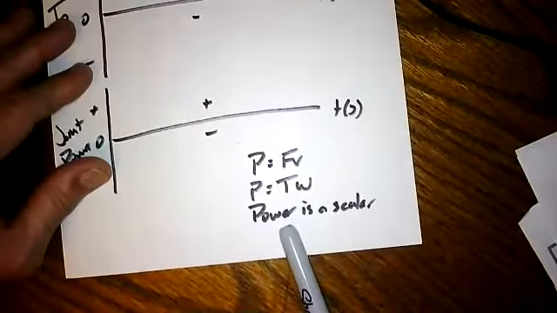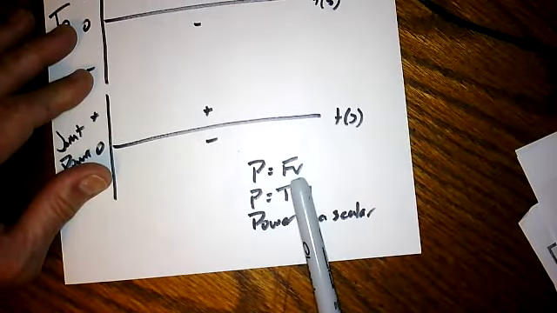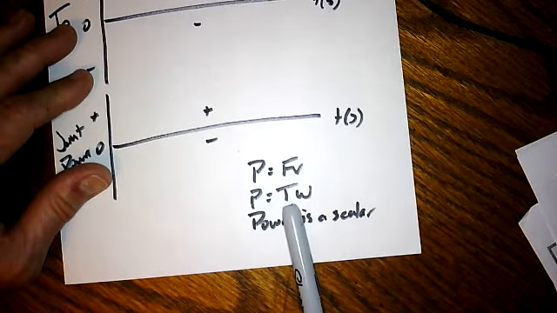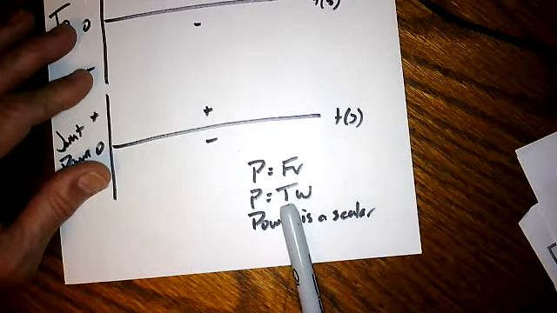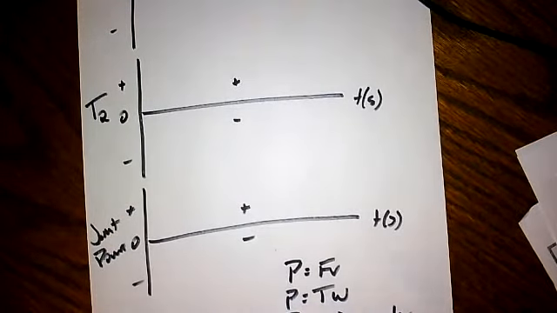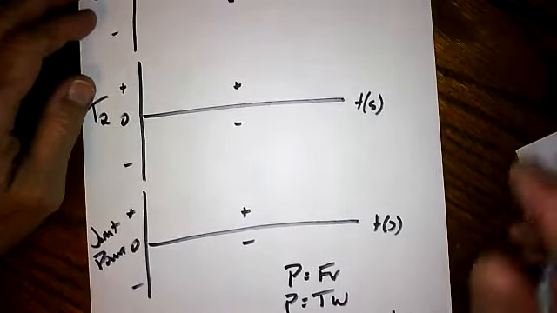So remember, power is a scalar, and there's two equations that we use. Power is force times velocity in the linear world, but in the angular world, power is equal to the product of torque and angular velocity. Torque is the same as moment, or in this case, I like to talk about joint torques or joint moments, as we move more towards applying this to human movement.